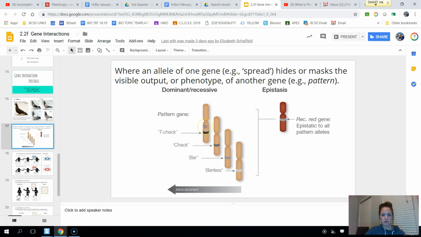So we have your typical gene of T-check, check, bar, and barless, and then this epistatic gene, the red gene, is epistatic to all the pattern alleles. So when they say it's epistatic, it means that it's going to mask over it. Okay? All right, so that's it, and we'll move on to the other one.